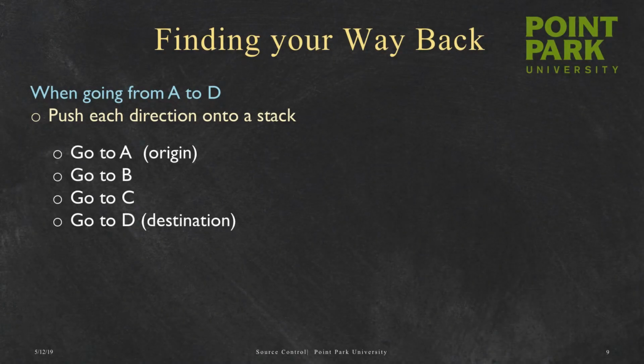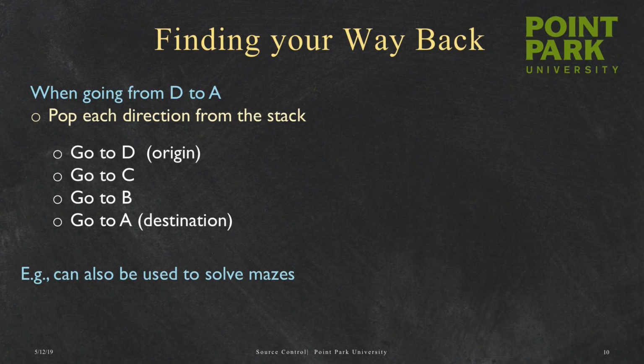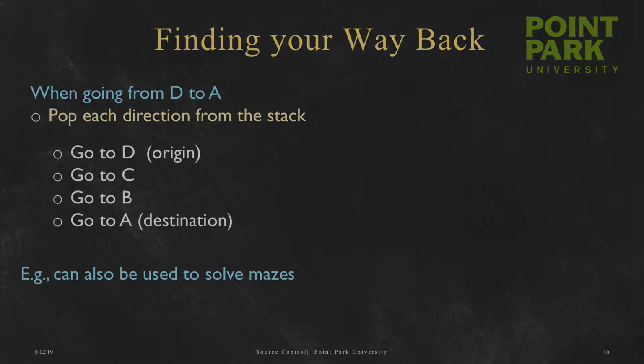So when going from A to D, push each direction onto a stack. You go to A, which is the origin, your first start. B, C, and D is your last location. But when you pop them out, remember, push, pop, you go from D to A. Because D is the last one that was in. So same thing with that last person in line. They're going to pop out first. Then C, B, and A. So remember, push. In this case, we're just popping out. Hopefully that makes more sense.